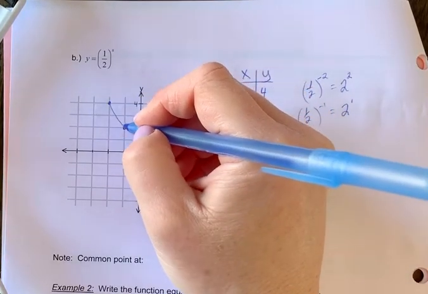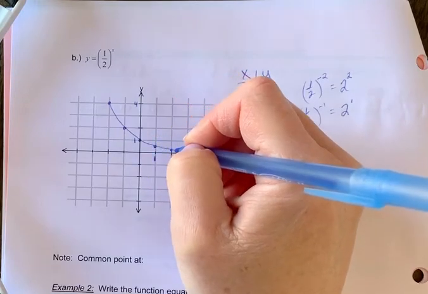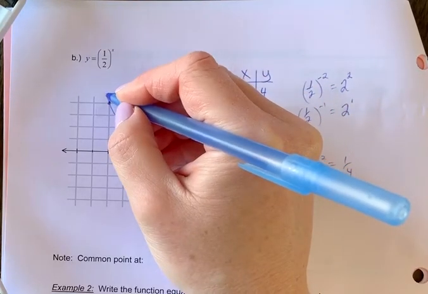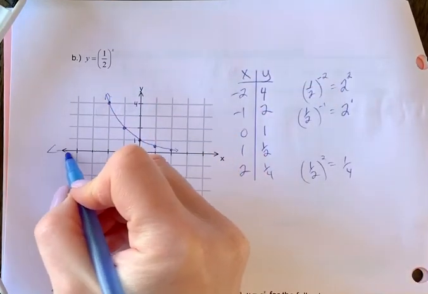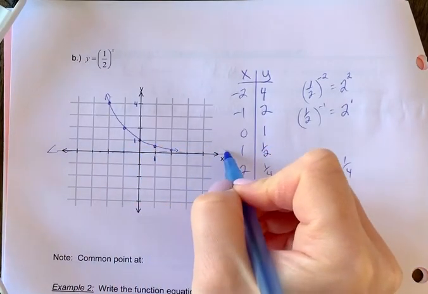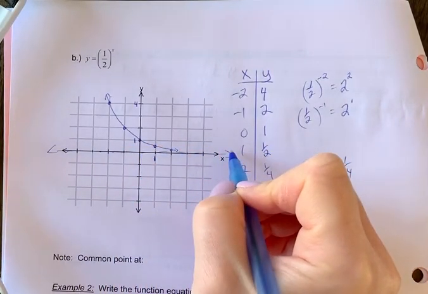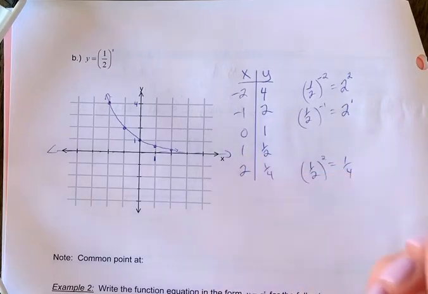So again, it will have arrowheads at each end as it will continue in both directions. And just like before, there will be a horizontal asymptote at y equals 0 as it continues along the x-axis but does not touch or cross it.